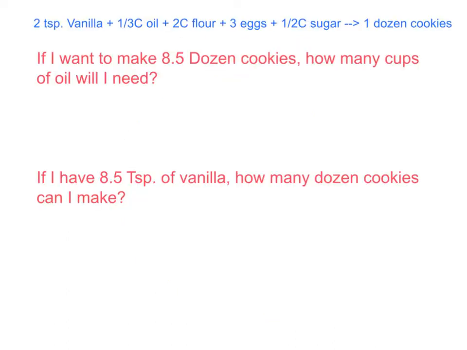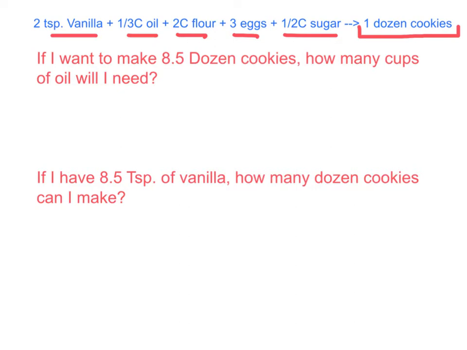So let's take a look at an actual recipe, and I can show you how stoichiometry is really the same thing. So let's suppose that this is our recipe for making cookies. 2 teaspoons of vanilla, 1/3 cup of oil, 2 cups of flour, 3 eggs, and a 1/2 cup of sugar. And if you mix those ingredients, you would have the amounts to make 1 dozen cookies. So the question says, what if I want to bake 8.5 dozen cookies? How many cups of oil will I need?